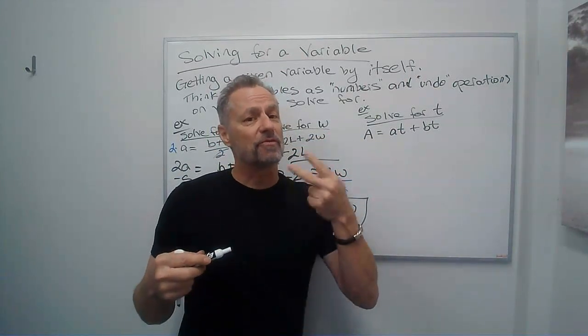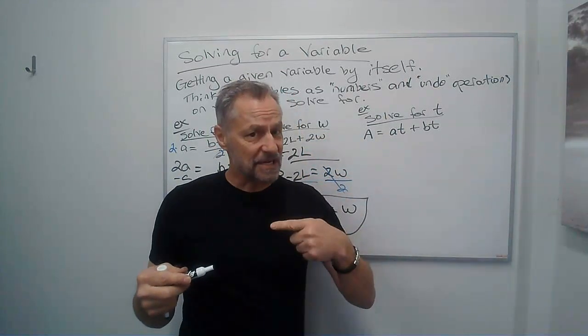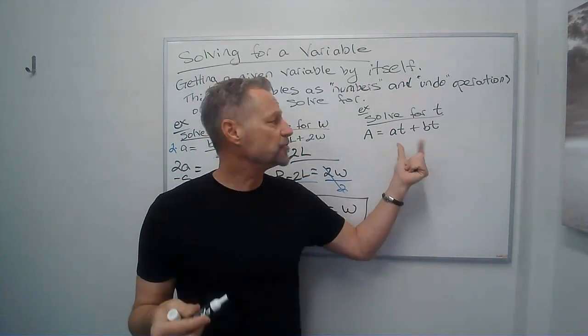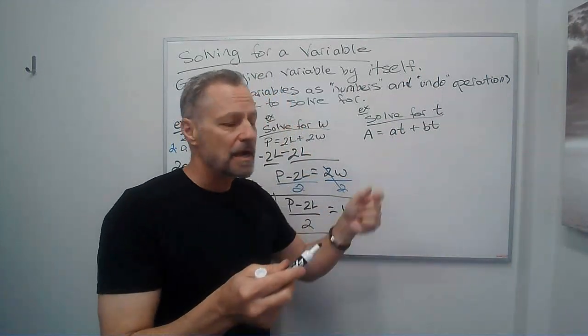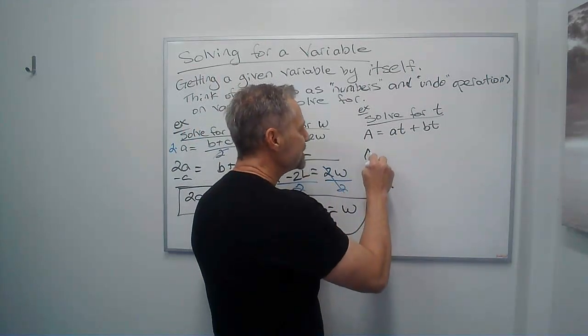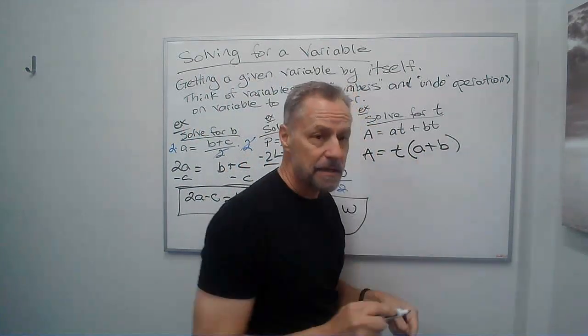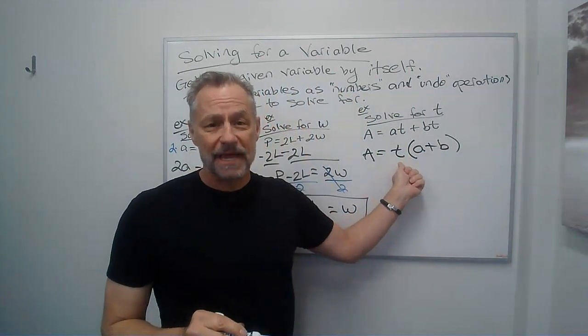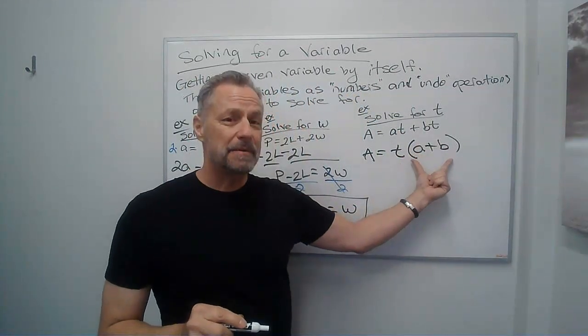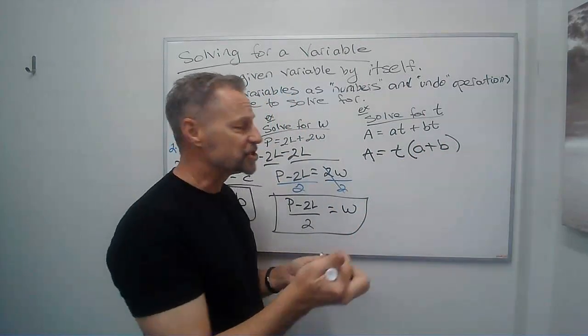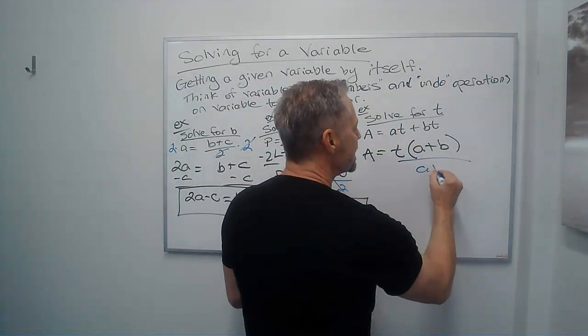That's the only way I'm going to go from 2 t's to a single t if I can't combine my terms because I don't know what a and b are. I'm going to factor it out. So I get A equals, factor out the t, I get t times a plus b. Now I only have a single t. It's multiplied by a plus b, so again I do the opposite, which is division. Divide by a plus b.